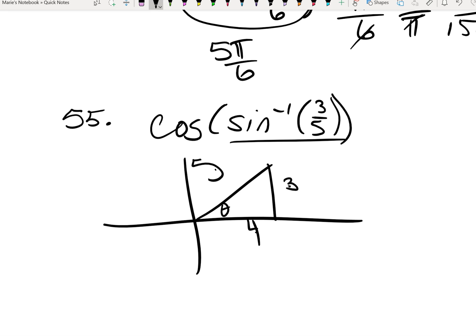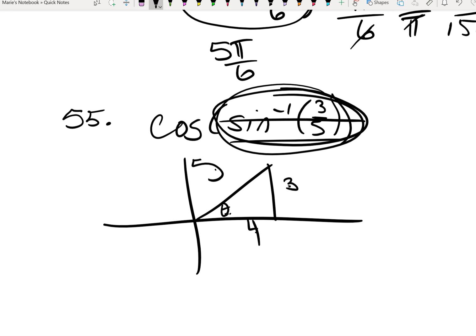So now if I'm doing the cosine of that, for that theta, then that's sine theta. Now you can think of this thing as a big theta and say, well then cosine of theta would be 4/5. This is your answer. Should be answer choice A.